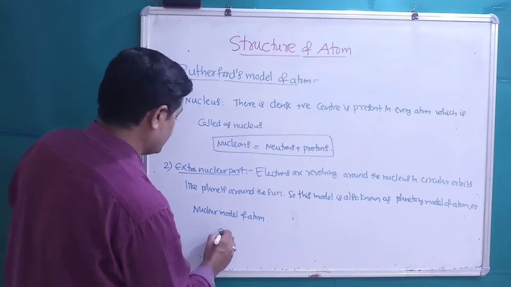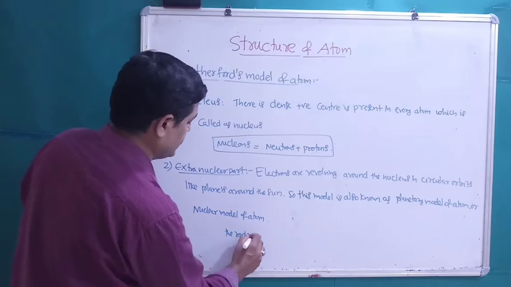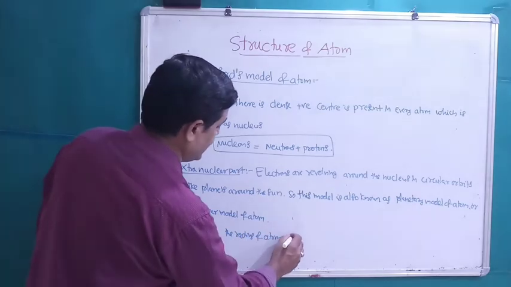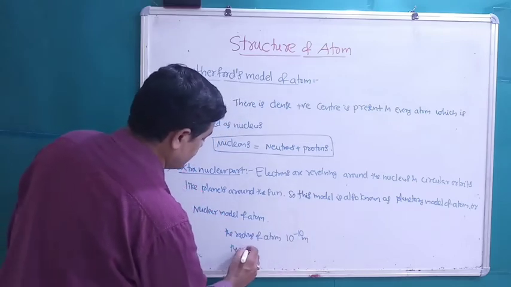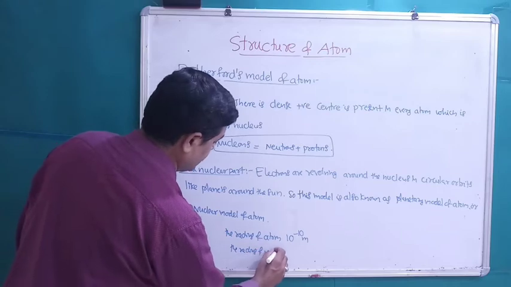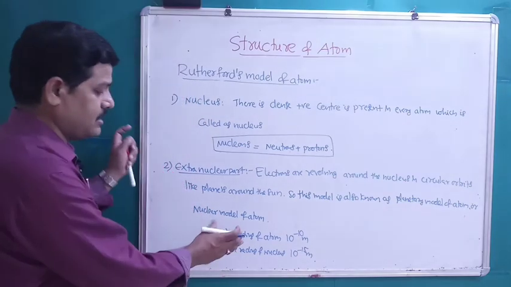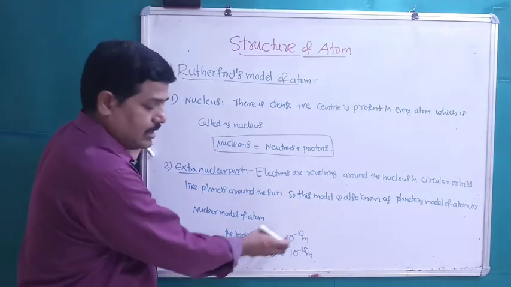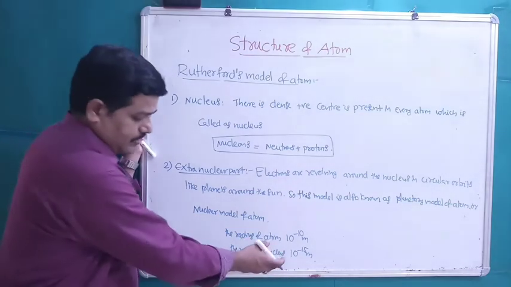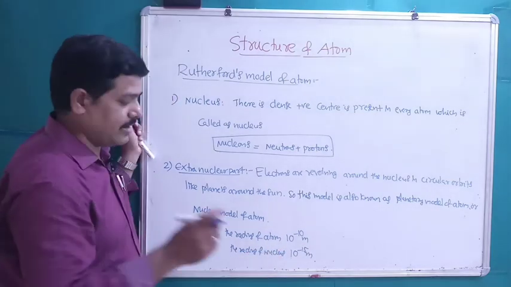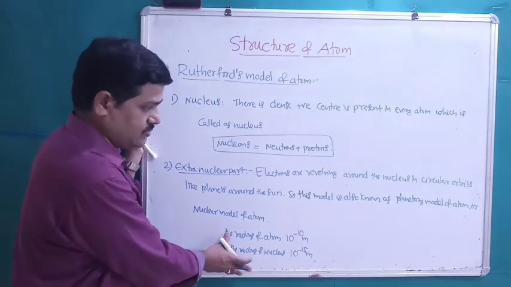And students, here the radius of atom is of the order of 10 power minus 10 meters. The radius of nucleus is 10 power minus 15 meters. So when we compare the radius of atom with the radius of nucleus, the nucleus is very small. If the nucleus is like a cricket ball, then the atom is like a cricket ground. That much difference is there between these two, right?